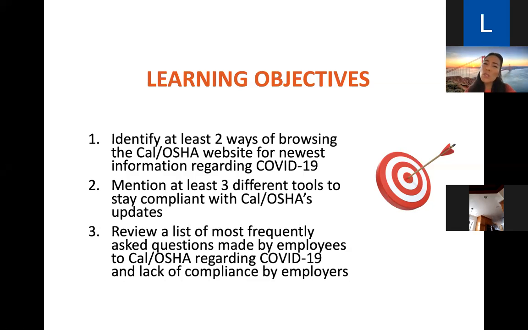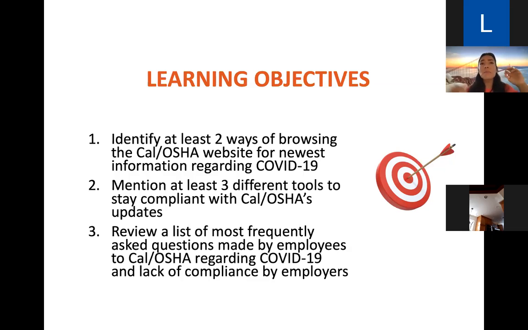So the first objective is to identify at least 2 ways of browsing the Cal OSHA website to find information that really matters to you as a safety person at your workplace. Either you're a safety director, or an industrial hygienist, or you're in charge of the safety program at your skilled nursing facility, healthcare facility, manufacturing plant, or for construction crews. This is a general overview of what is required of you, employer. And if you're an employee, trust me, you have safety responsibilities the moment you come on board as a new employee. Okay, great.